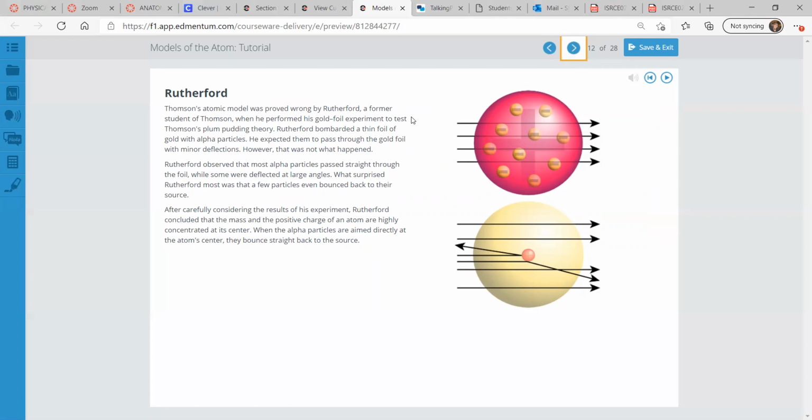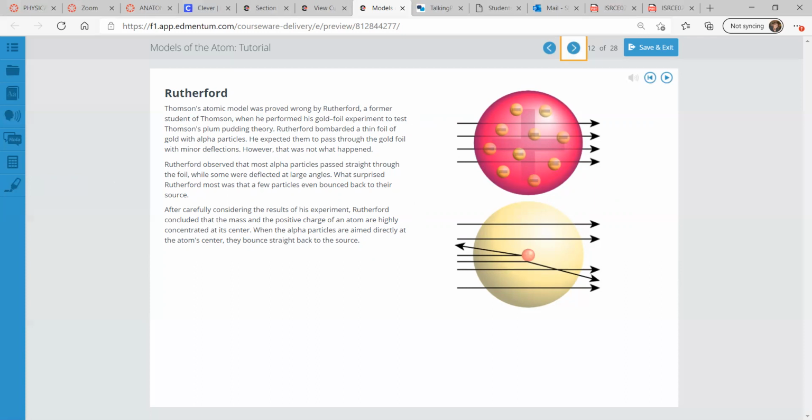He bombarded a thin foil of gold with alpha particles. He expected the alpha particles to pass through the gold foil with minor deflections. However, that is not what happened. He observed that most alpha particles passed right through the foil, while some were deflected at large angles. And what was surprising to Rutherford most was that a few particles even bounced back to their source, like this one. Wham, bam, and wham, bam.